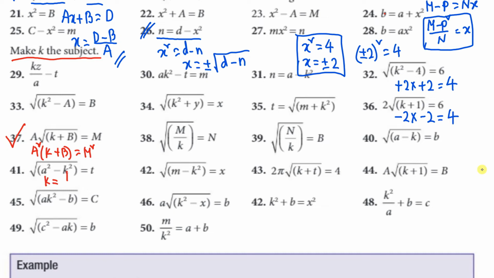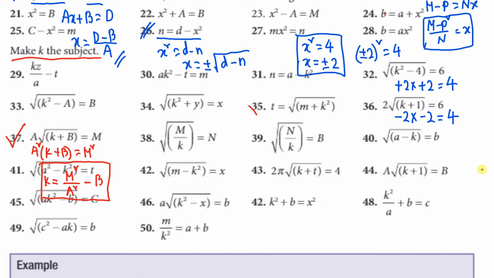Hope you got it. So in another line you can finish your answer. K you can write m square divided by a square, because a square is a multiplication on the left, and then minus b, and that is our answer. See, in two lines we can finish it. Hope that one is clear, how to make k the subject.